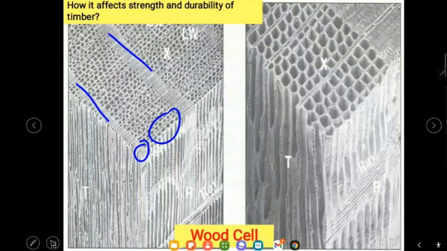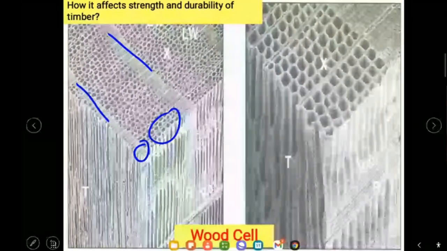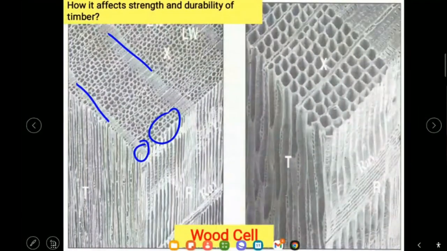Edna, anything? Yes, doctor. Since this late wood and early wood are present during winter and summer, does this also apply to tropical hardwood? Yes. In tropical regions it is a bit different. In tropical regions, it will also form the late wood and the early wood, but the formation is based on the dry and wet seasons, which is the raining season and the hot season. It will still form these things.